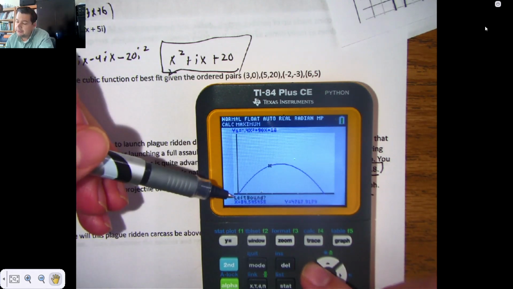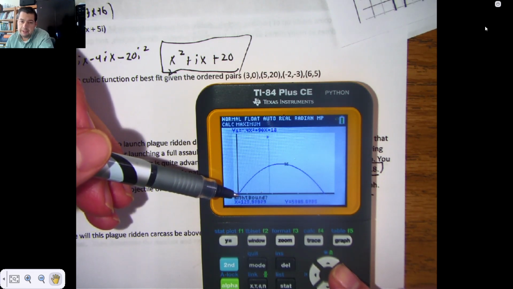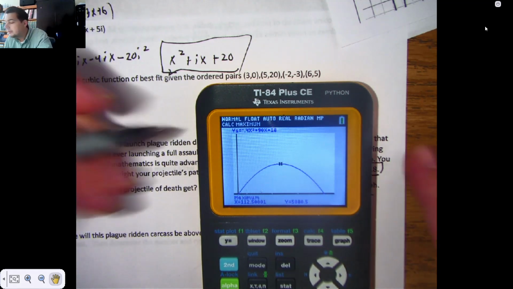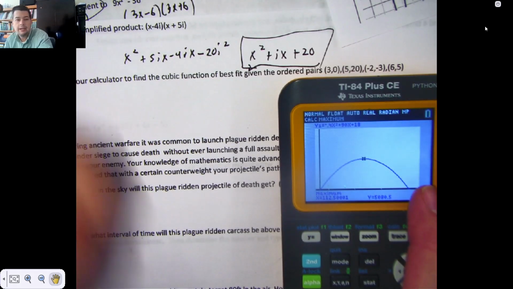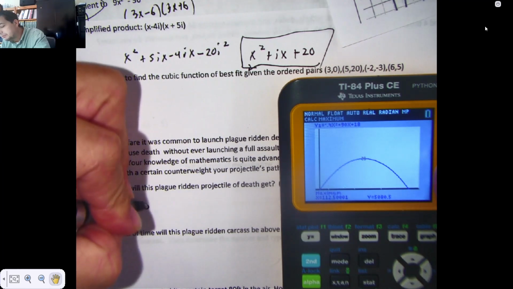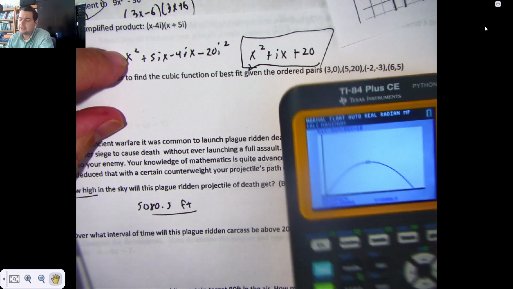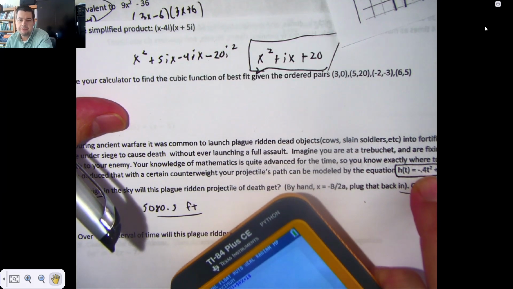It wants a left boundary, get left, press enter. It wants a right boundary, get right, press enter, and then enter for a guess. And there she is. The x value is 112, but the height, which is what I'm after, because it says how high, is 5,080.5 foot. Almost a mile. I talked about why it was like this in the original problem, because this apparently is not the planet Earth. That'd be a negative 16 if it was.